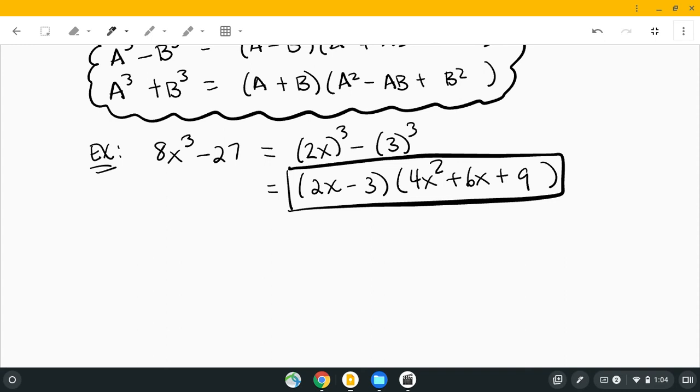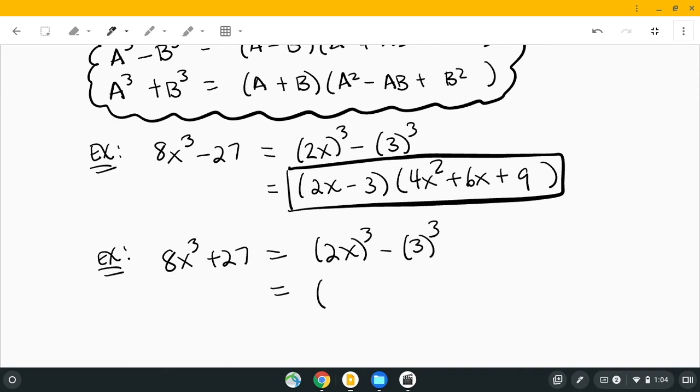Let's take a look and see what it would look like if we had plus 27 instead. So again, you would still go through the same process, identify what is being cubed, and the binomial would be 2x, oops, that's a plus, 2x plus 3, and then over here, you get your trinomial. So we square this, 4x squared, and then this is subtraction. Remember, this one is the subtraction for the second term. Multiply them, so I get 6x, and then square the 3.